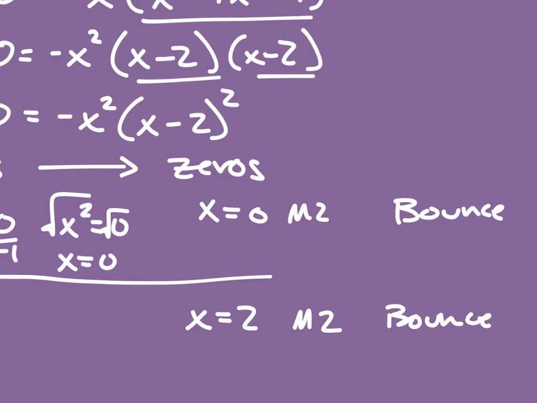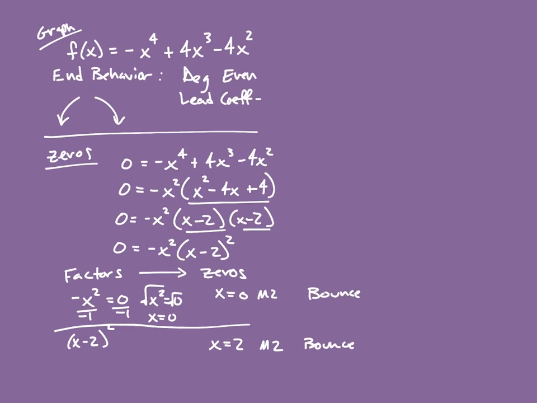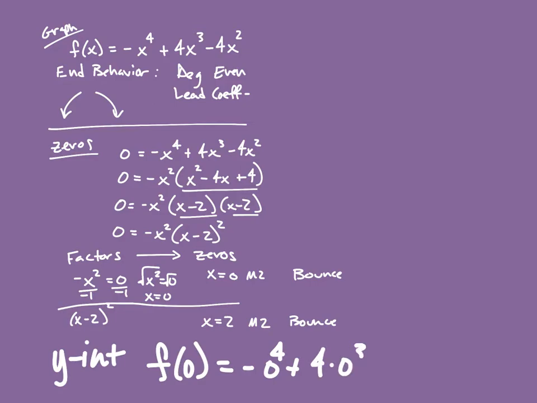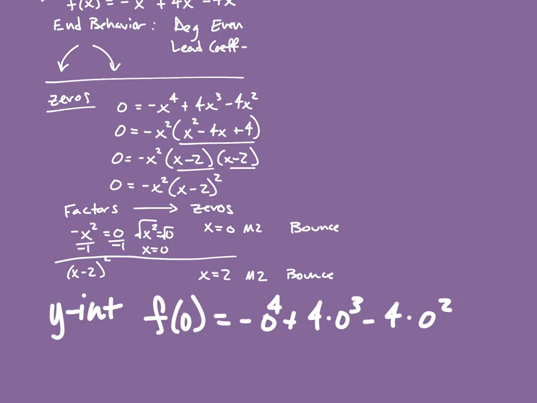Now the one thing I want to do here is determine our y-intercept. For our y-intercept, we let x equal 0. We're just going to find f of 0. When I plug that in, we get negative 0 to the fourth plus 4 times 0 cubed minus 4 times 0 squared, and that's just going to give us 0. So f of 0 is equal to 0.